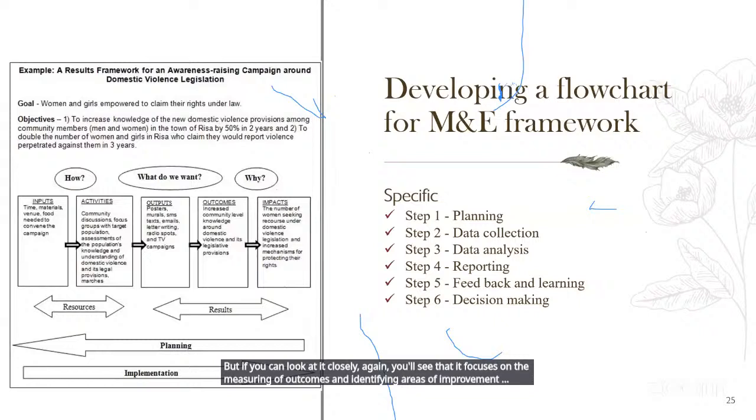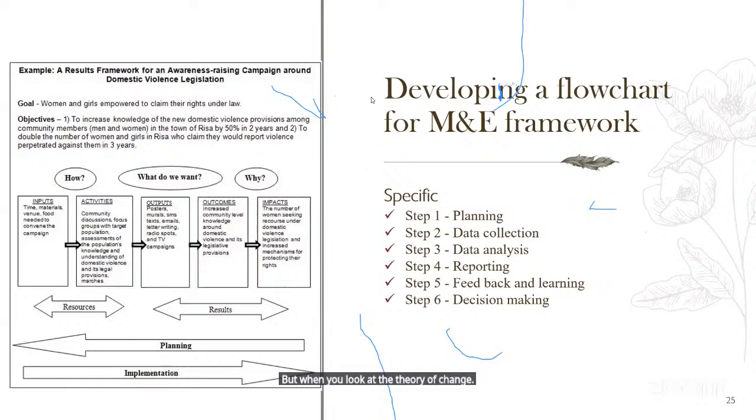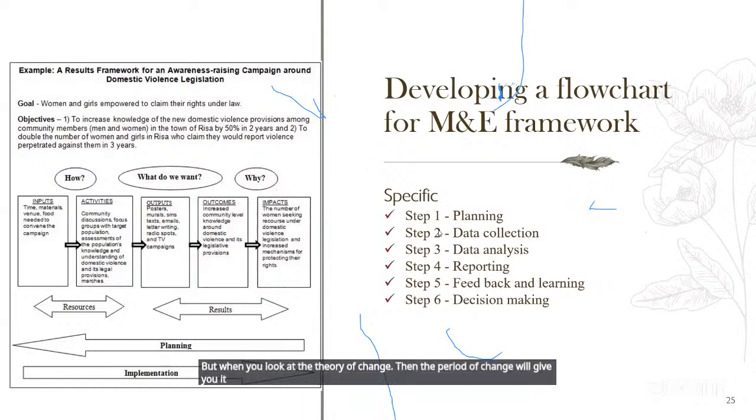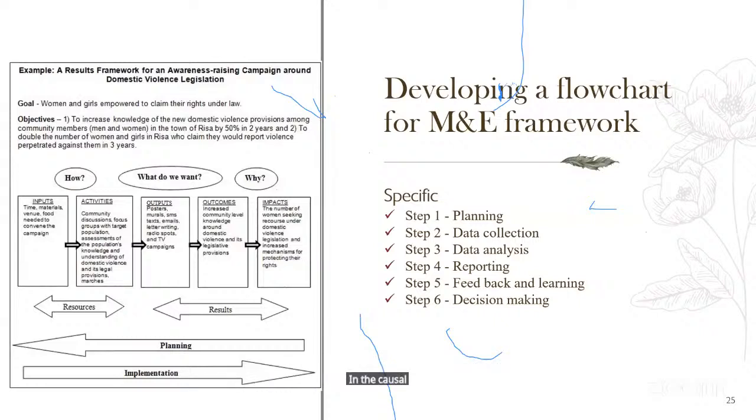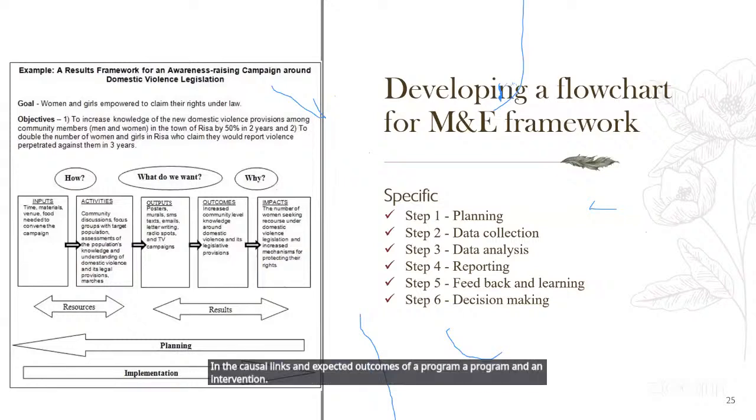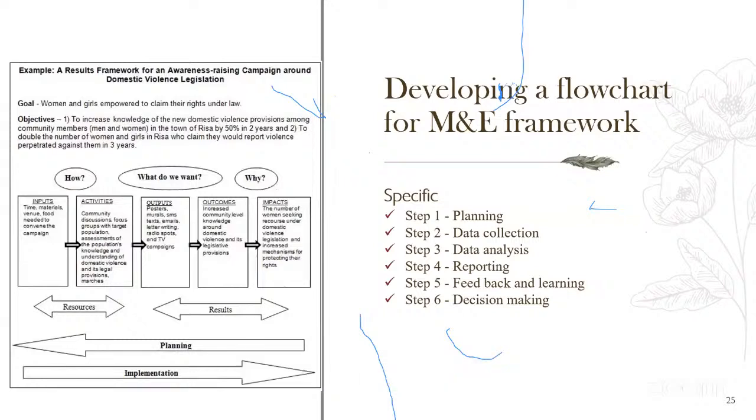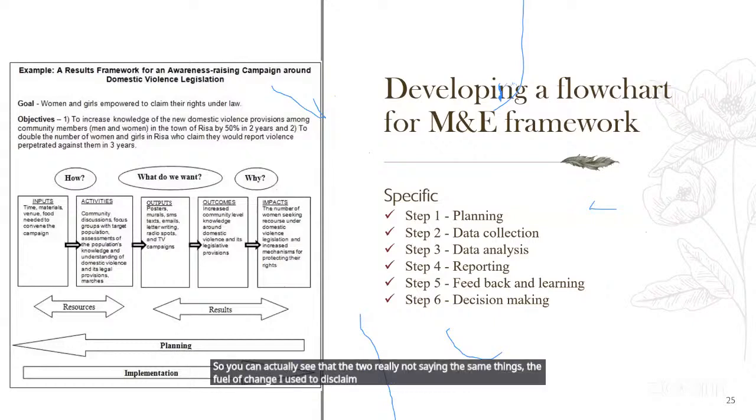But when you look at the theory of change, it is actually a conceptual framework that outlines the underlying assumptions, the causal links and expected outcomes of a program and intervention. So you can see that the two are really not saying the same things. The theory of change tries to describe how and why a particular change is expected to occur. You see, it's on the how. That is where you get the key differences. The key differences are actually on the purpose.